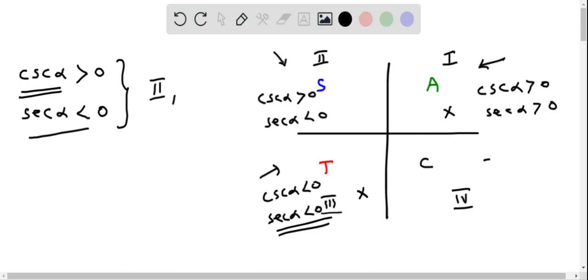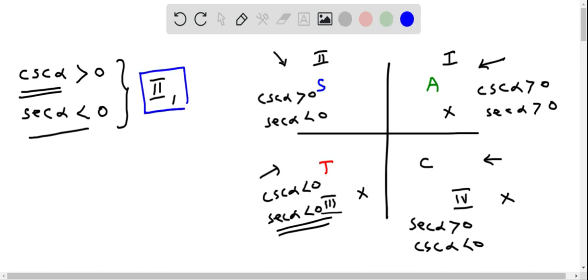Now, in the fourth quadrant, the cosine and the secant are positive. So therefore, we can say here secant alpha is positive and cosecant alpha is negative. So this does not meet the condition, so we can ignore this quadrant as well. So basically, it lies only in the quadrant where cosecant alpha is positive and secant alpha is negative.